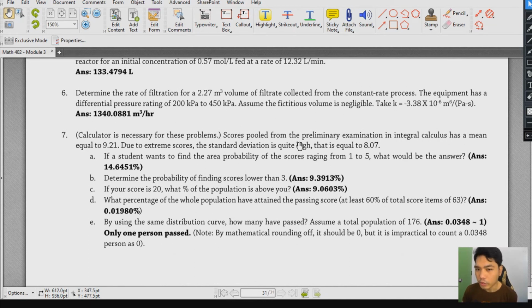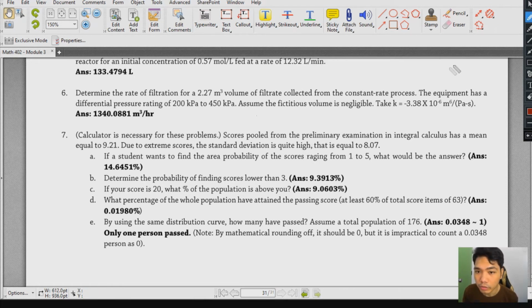So anyway, a scores pulled from the preliminary examination of integral calculus is equal to 9.21. So this is actually the result of the preliminary exam way back 2019. Kasi 2020 kayo nag-diff-cal. So, kayo lang naman yung second batch na tinarong ko. So, yun. So, 2019, and then, due to extreme scores, kasi meron dyang mataas, merong mababa eh. So, due to extreme scores, the standard deviation is quite high. That's equal to 8.07.